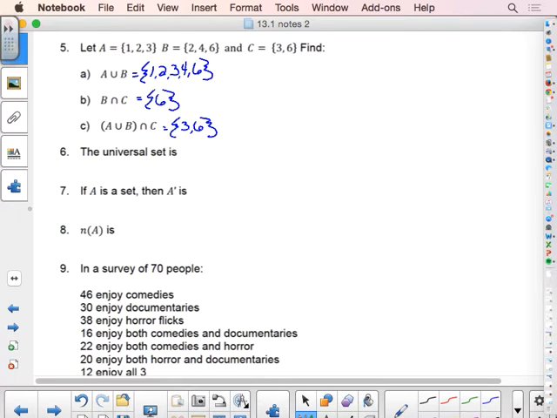The universal set is the set consisting of all elements to be considered in the situation.